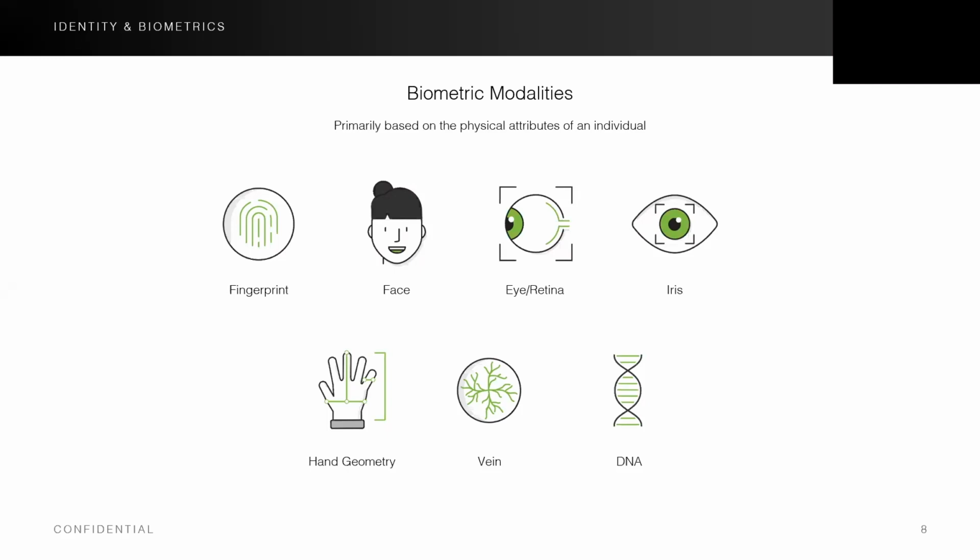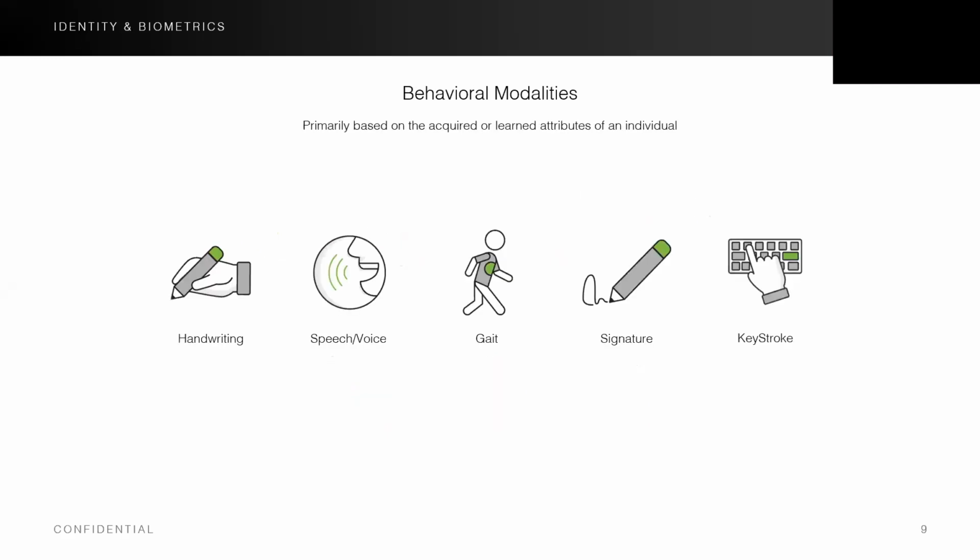When we talk about behavioral characteristics, these behavioral characteristics are primarily something that an individual has acquired or learned over a period of time. These attributes include handwriting, speech or voice, gait, signature, and even keystroke, the way you use the keyboard or even swipe on the phone. All of these are examples of behavioral modalities.